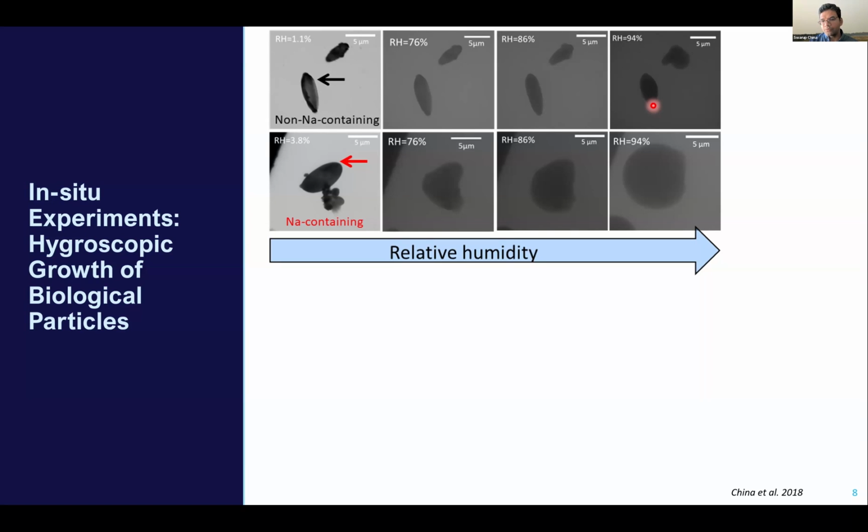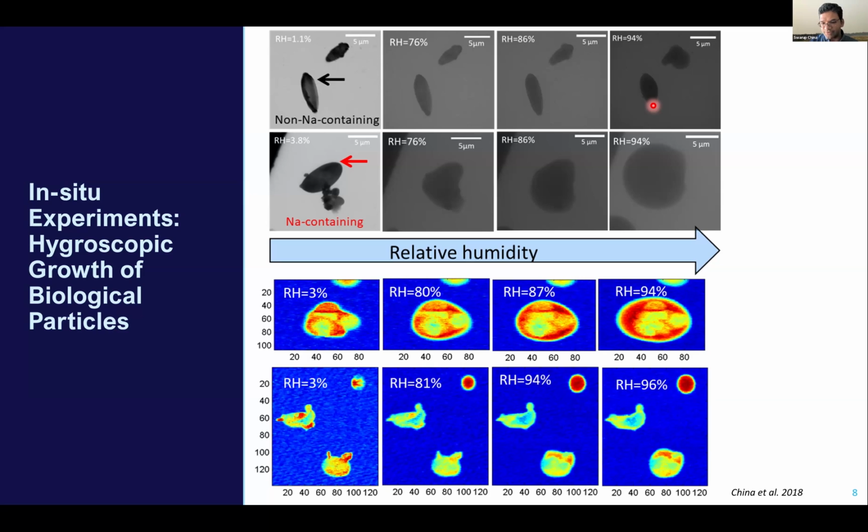And so this gives you the area growth factor, but for atmospheric modeling, you need a mass. So to do that, we use in situ STXM. Here we are looking at the oxygen map, and again, this is an example of non-sodium containing particles. Even after 96% humidity, we did not see any noticeable changes. But for this upper particle, which contains sodium, we observe significant changes. And from these images, we can get a mass growth factor, which can be used in atmospheric models that use mass in most of the cases.